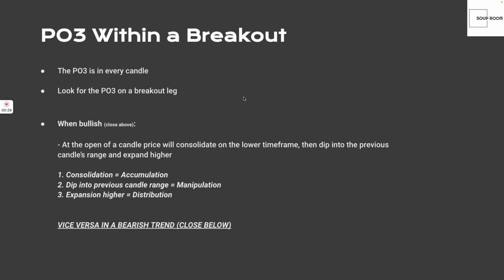So when bullish, at the open of a candle, price will consolidate on the lower time frame, then dip into the previous candle's range. Very important. And then expand higher. 1, consolidation. 2, dip into previous candle's range. And 3, expansion higher. That is the sequence.